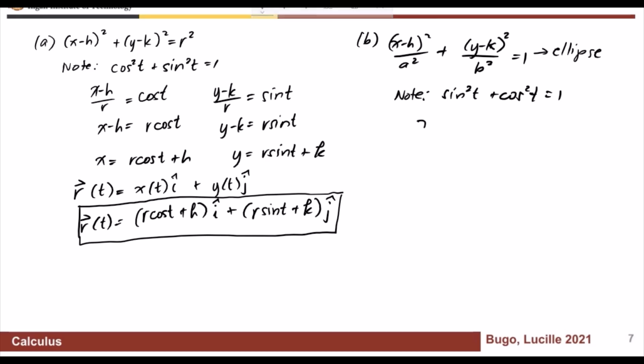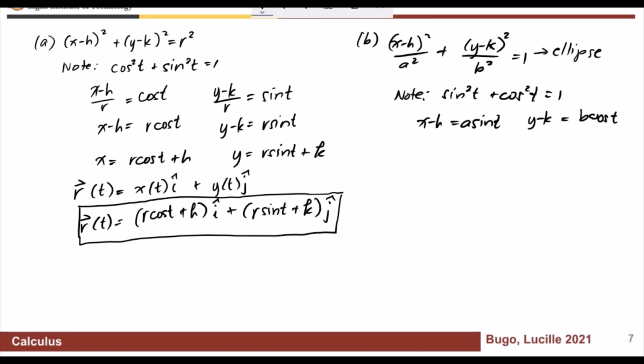And of course, we can use x minus h over a equal to sine t, or we can represent, we'll just write it directly. You can actually write x minus h as a sine t and y minus k equal to b cosine t.